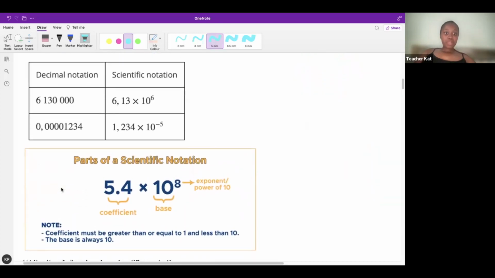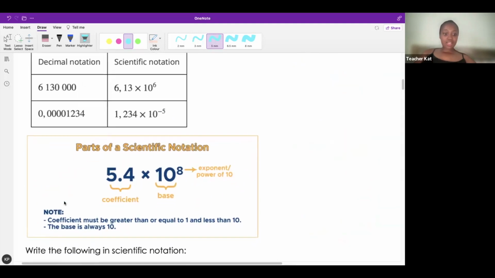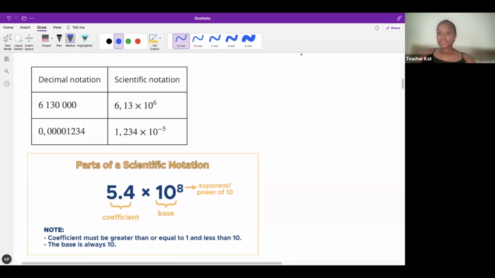Okay, so there we go. So we have decimal notation and we have scientific notation. And once again, this is just a repetition of what I said. Okay, this is my coefficient. The base is always 10. And then we have an exponent. Now, depending on where we move it, we'll decide on whether it's positive or negative. And then we will count how many times we move. So I'm going to put this in steps, okay?